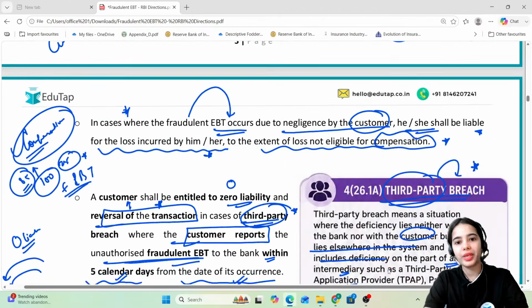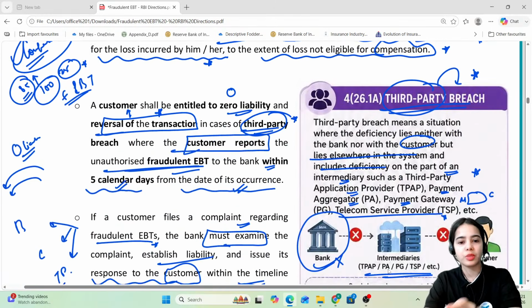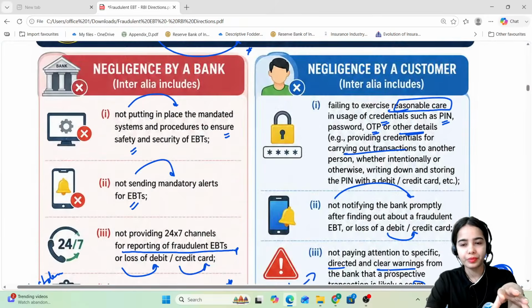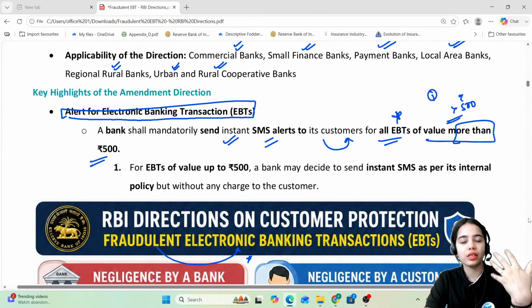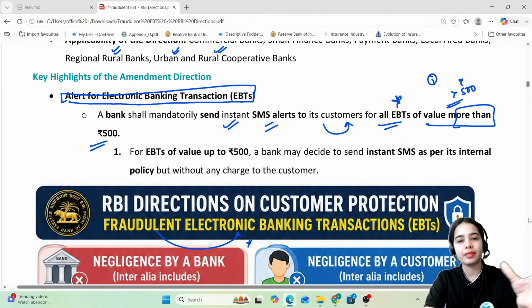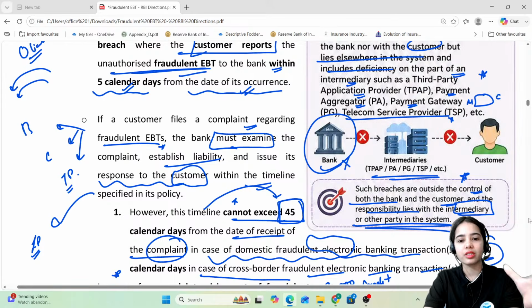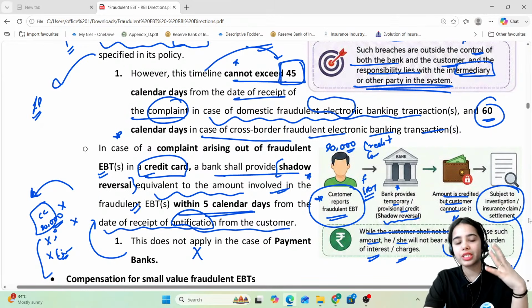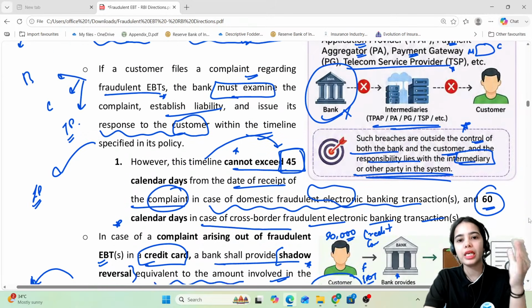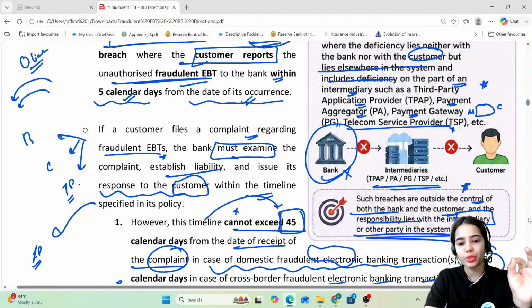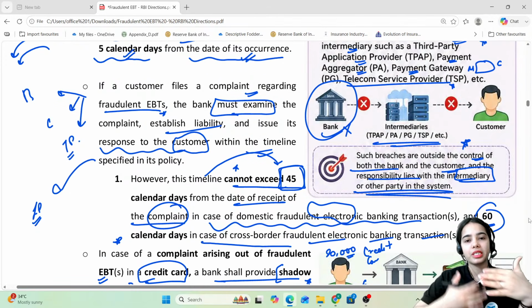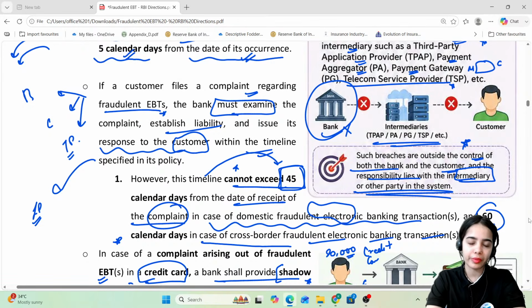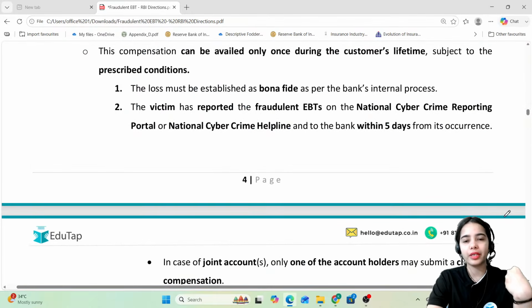So this is important. Till now any confusion? Basically we have discussed the responsibility. We have discussed that if the transaction is more than 500, in this case SMS alerts have to be given, and we have discussed the shadow reversal that should happen within 5 days of receiving the complaint or receiving the information about the fraudulent EBT. We have discussed that within 45 days the customer should be responded to in case of domestic fraudulent EBT, and in case of cross-border fraudulent EBT, 60 days are provided for replying to the customer.